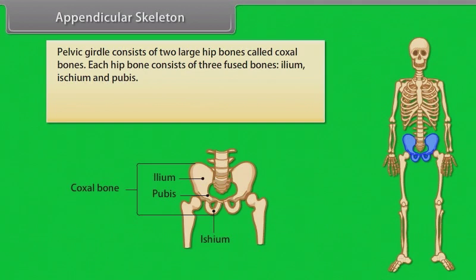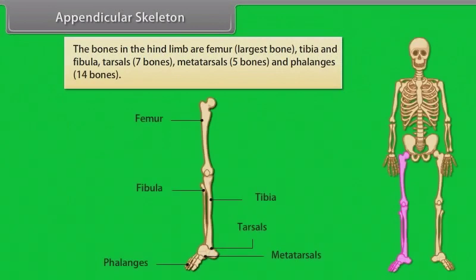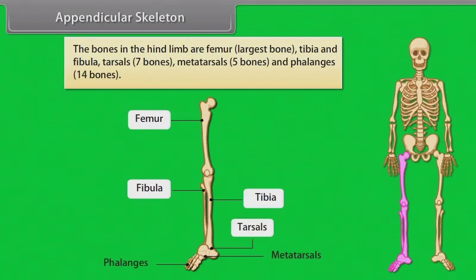The pelvic girdle consists of 2 large hip bones called coxal bones. Each hip bone consists of 3 fused bones, ilium, ischium, and pubis. The ilium is the largest of the 3 and forms the upper part of the hip bone. The bones in the hind limb are femur, the largest bone, tibia and fibula, tarsals 7 bones, metatarsals 5 bones, and phalanges 14 bones.